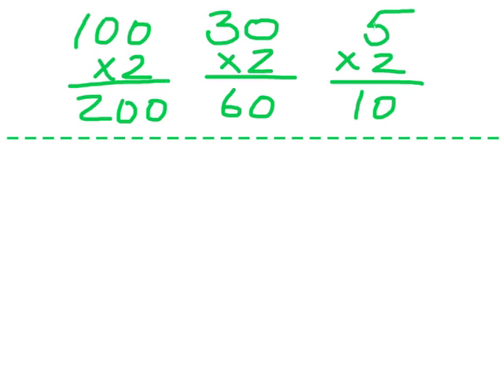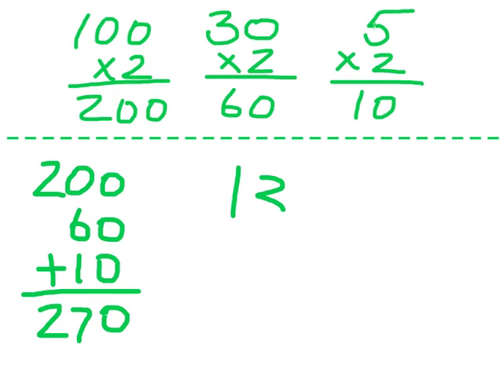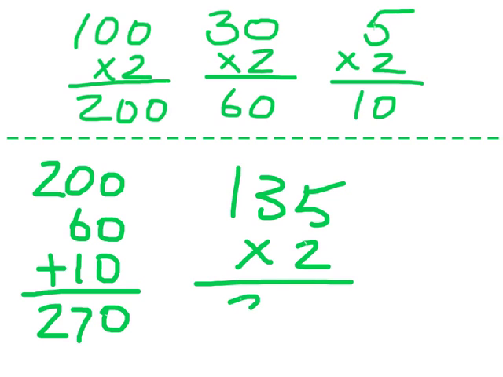So my next step now is to add up those three answers. So I'm going to take 200, add 60, add 10. So the first column we have all zeros. 6 plus 1 makes 7, and 2 plus nothing makes 2. So the answer to our question, 135 times 2, is 270.